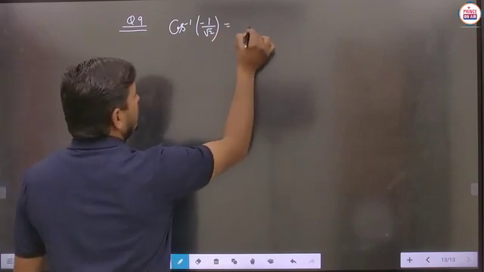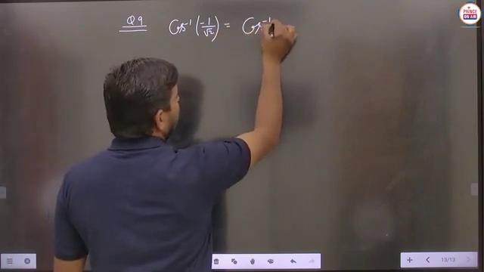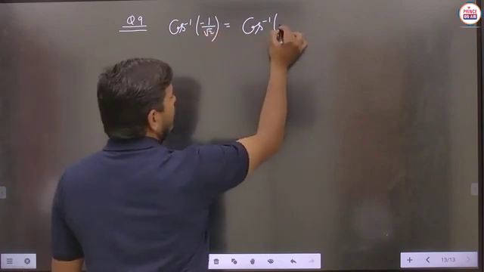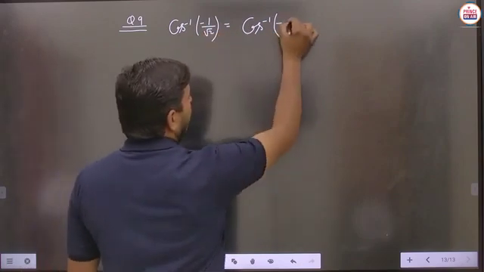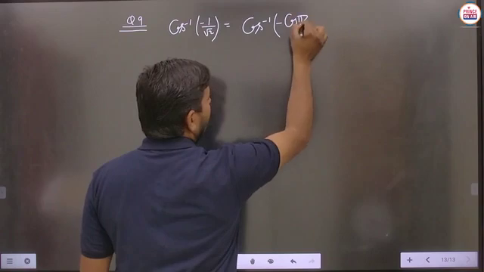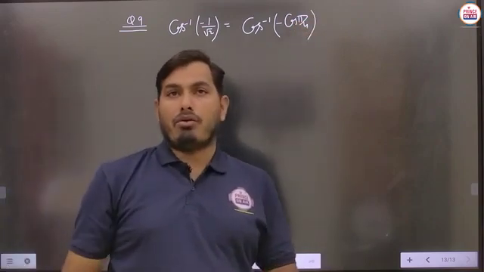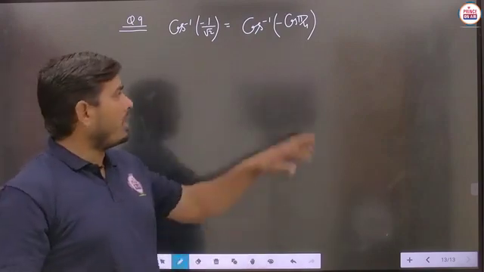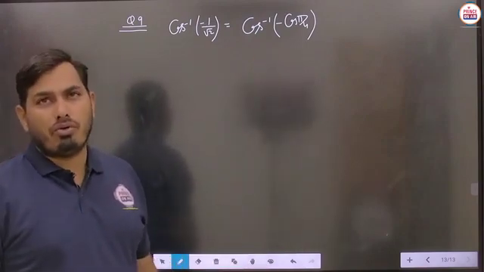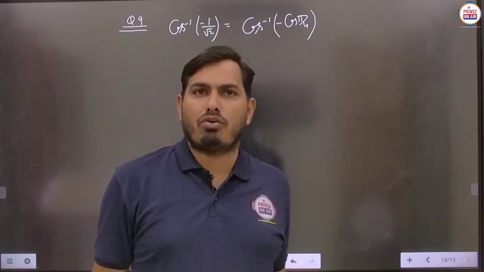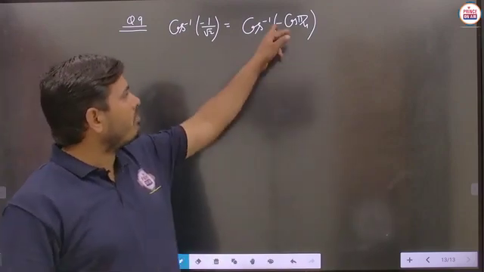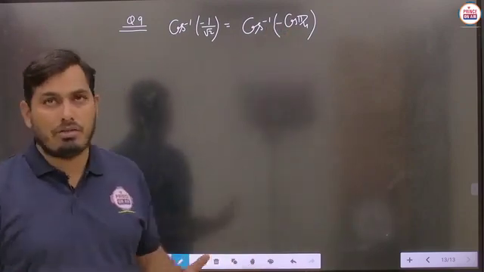Basically this can be written as cos inverse, here the minus sign is to be written as it is, and the value 1 by root 2 occurs at pi by 4. So we can write here cos pi by 4. But now student, there is a problem related to this negative sign, because you know very well cos of minus theta is again cos theta. So we cannot write this minus sign inside this part. Is it clear?